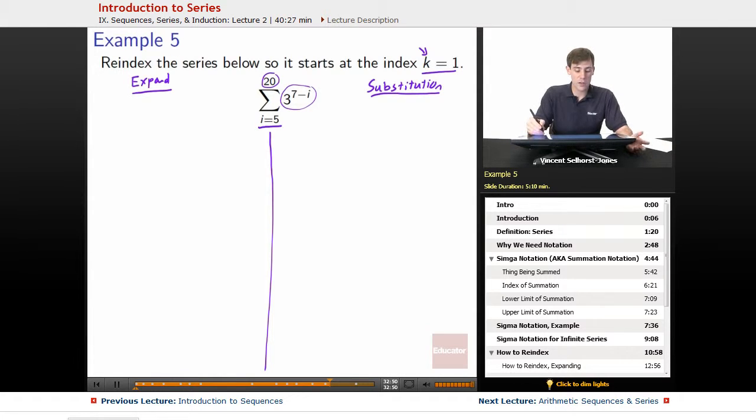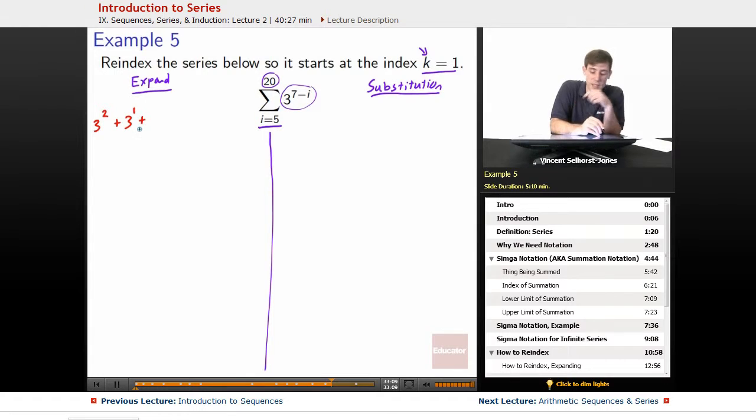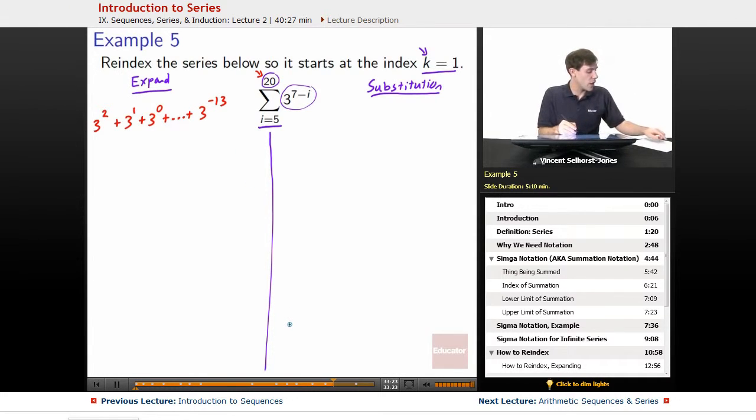All right, so we want to start off by expanding this. If we're going to expand i equals 5, 3 to the 7 minus i, our first thing would be 3 to the 7 minus 5, so 3 squared. Plus, the next would be 6 for our i, so 3 to the 7 minus 6, which is 3 to the 1, plus, then at 7 we'll have 3 to the 0, plus, and then finally when we get up to an upper limit of 20, 7 minus 20 is -13, so it'll be 3 to the -13. Okay, so that's what we wind up getting out of this: 3 squared plus 3 to the 1 plus 3 to the 0, up to 3 to the -13.